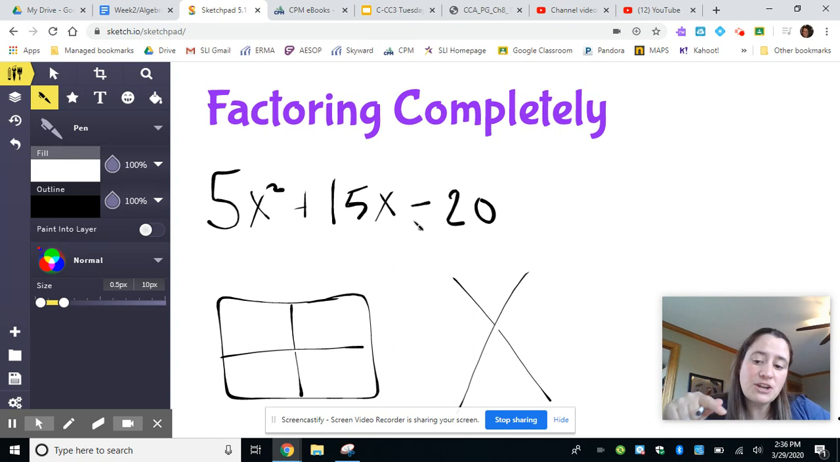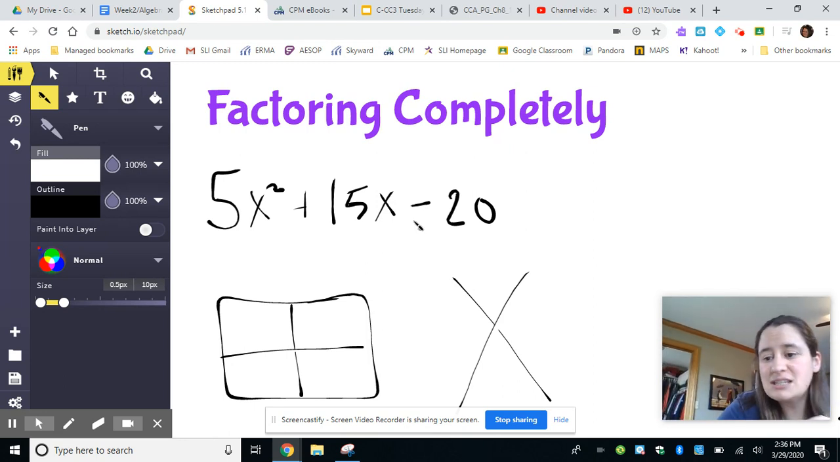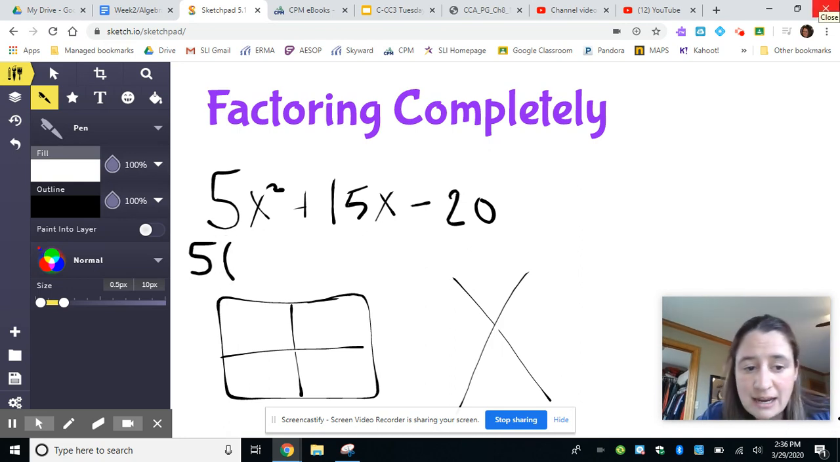And the answer to that question for this one is, yeah, there is, because 5x squared can be divided by 5, so can 15x, and so can 20. So what I'm going to do is divide my entire expression by 5. And what it's going to look like is this. 5 is going to go on the outside of my new quadratic, and then I'm going to put everything else in parentheses.